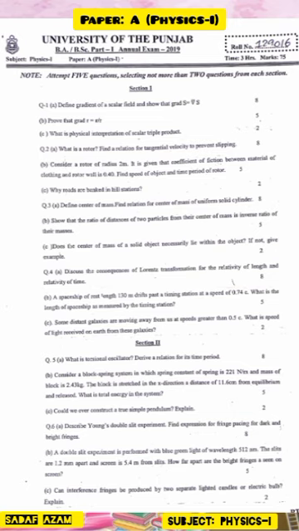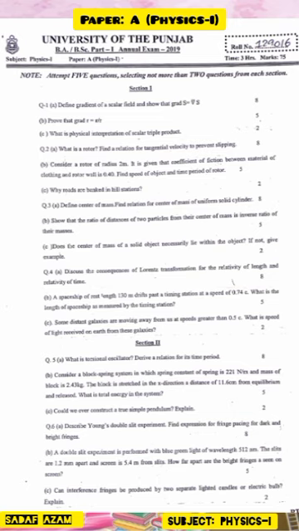Subject Physics 1. Paper A Physics 1. Time 3 hours, marks 75. Note: attempt 5 questions, selecting not more than 2 questions from each section. Section 1. Question number 1A.